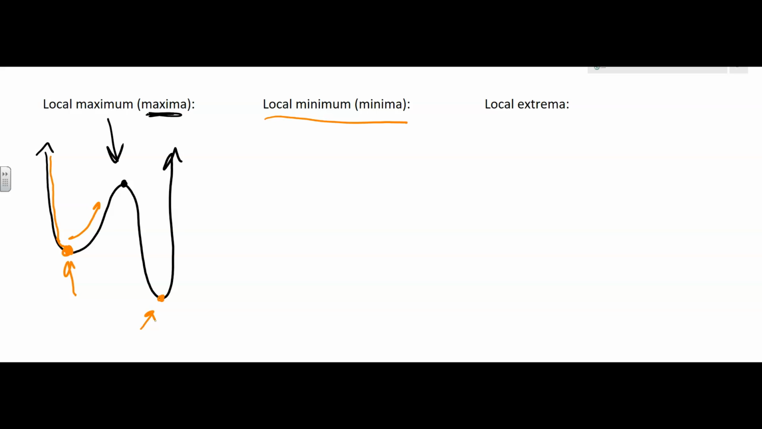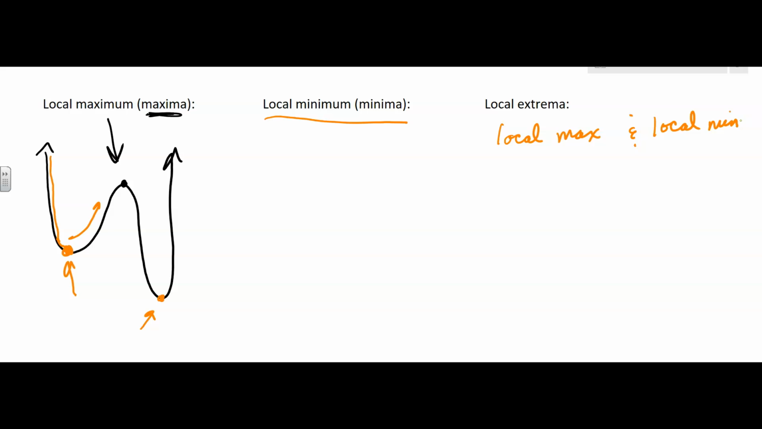Okay. Together, when we have local max and local mins, those are called the local extrema. Okay, so if you said, well, how many local extrema are there? There are three. There's two minima and one maximum.